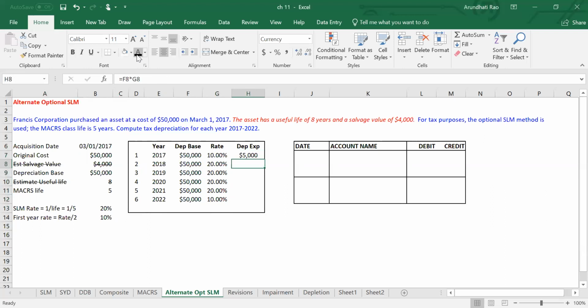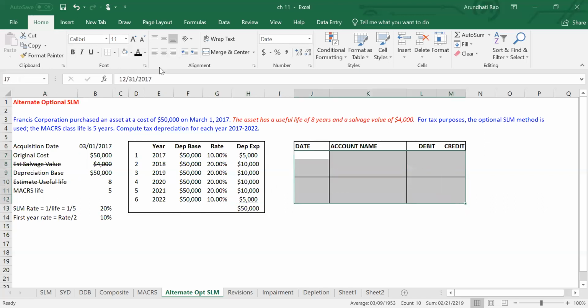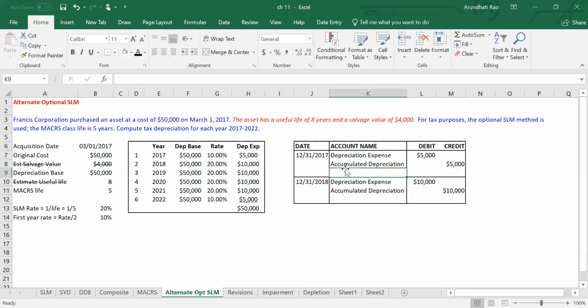So it's $5,000 for the first year. Subsequent years, it's $10,000. And then again, in the last year, it's $5,000. When you add up the numbers, you will get $50,000 because that's a depreciation base. That's the amount I was trying to depreciate. My journal entries are very straightforward over here. Depreciation expense debit, accumulated depreciation credit, and I know what the amounts are. The first year, it's $5,000. The next 4 years, it's $10,000. And then in the 6th year, it's going to be $5,000.